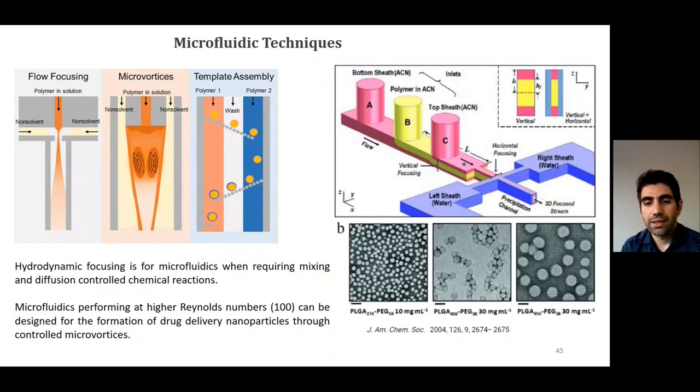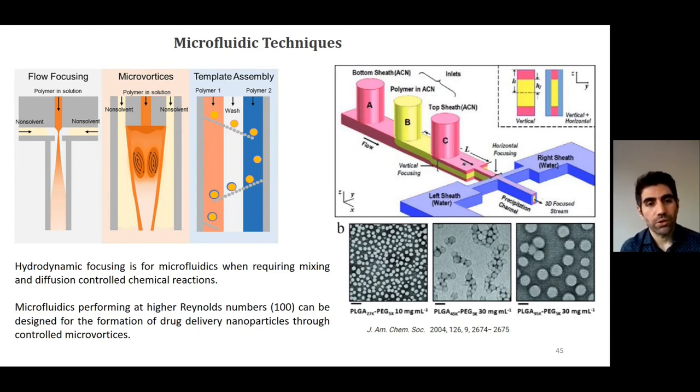And at the bottom, you can see a TEM micrograph. Here the researchers produced very uniform polymeric nanoparticles in terms of size and shape. Here, polylactic glycolic acid and polyethylene glycol.